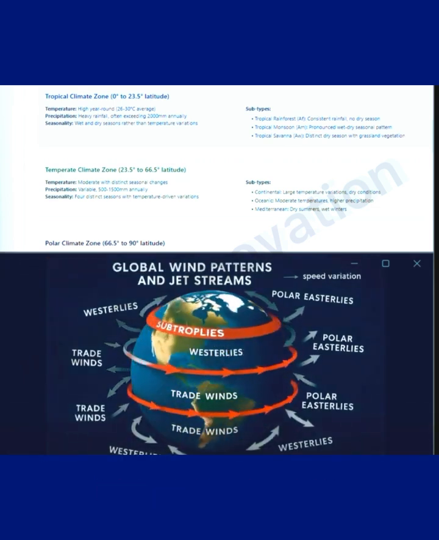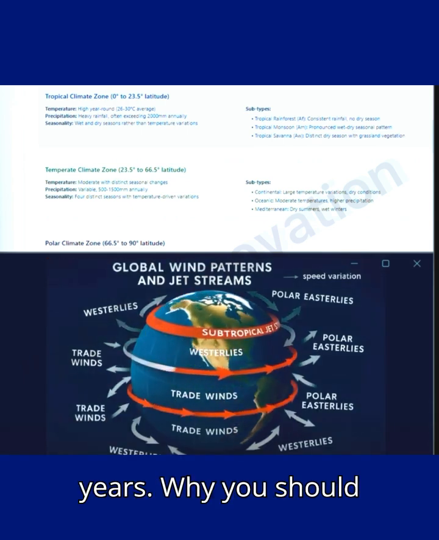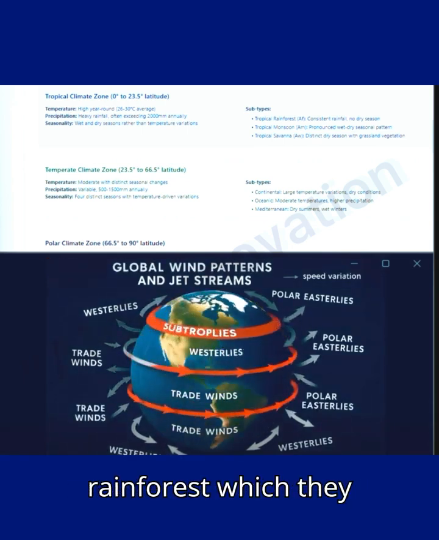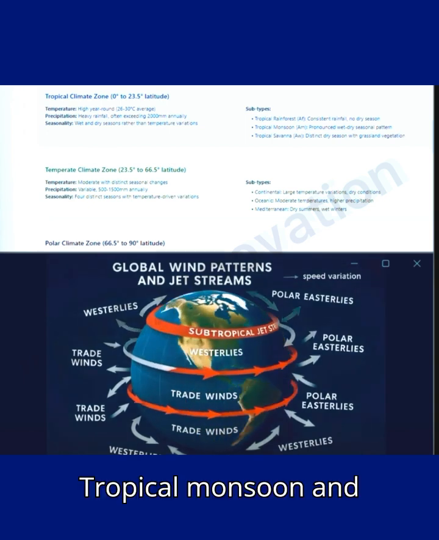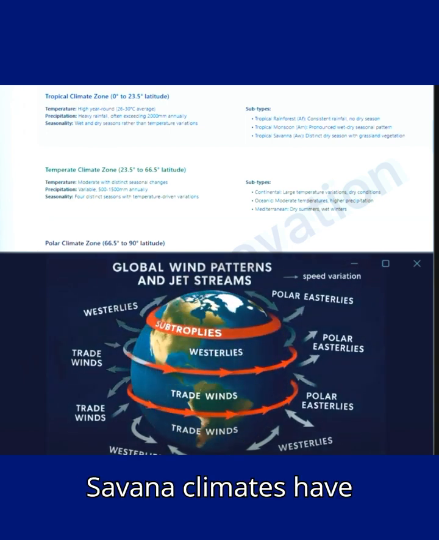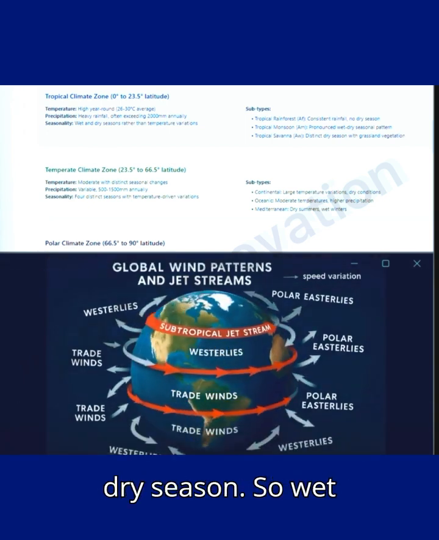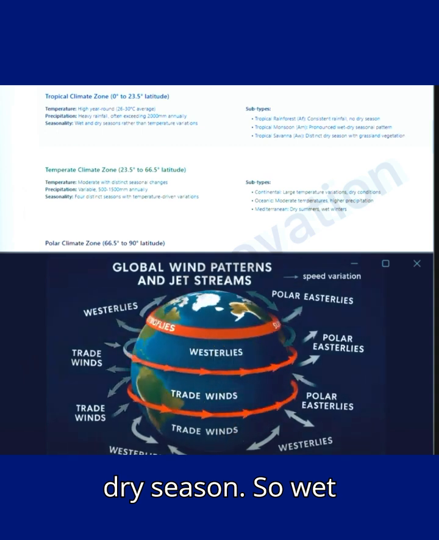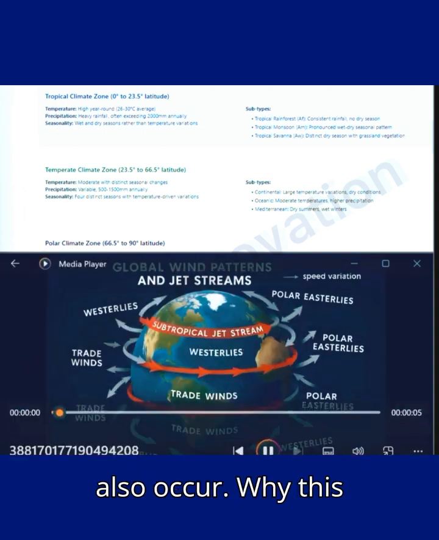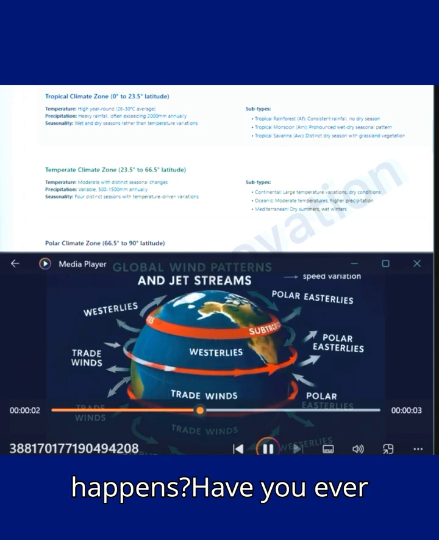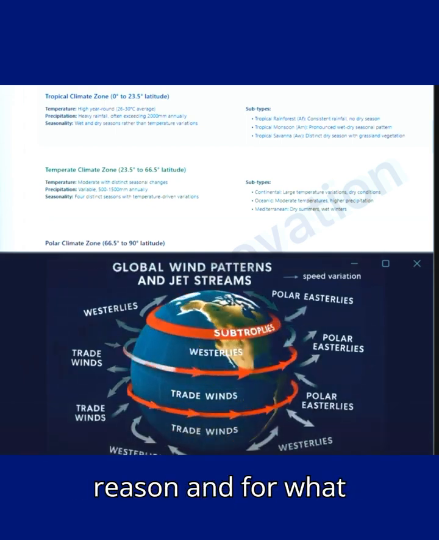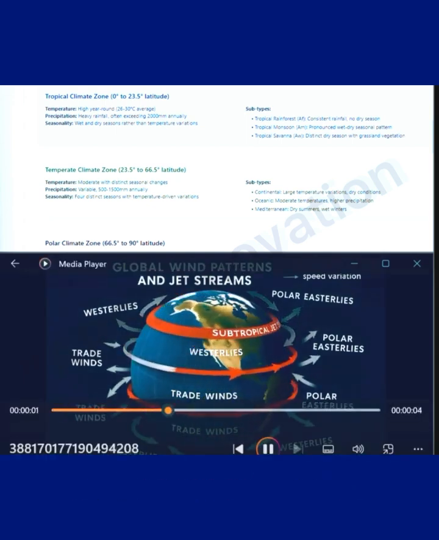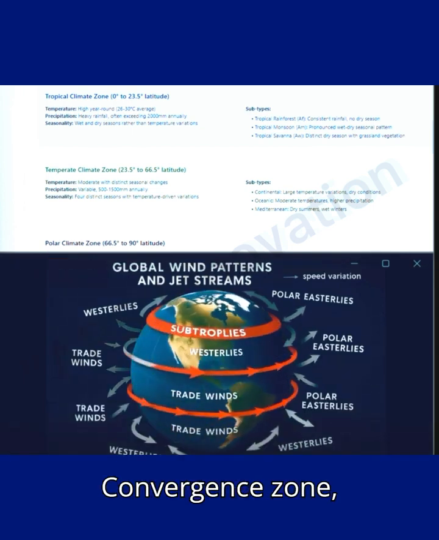So as an example, I had told you about the Amazon rainforest present in Congo all throughout the years. Why should you remember it as Amazon rainforest, which they had already named it? Tropical monsoon and savanna climates have a distinct wet and dry season. So wet and dry seasons may also occur. Why does this happen? Have you ever imagined for what reason and for what purpose it is happening?